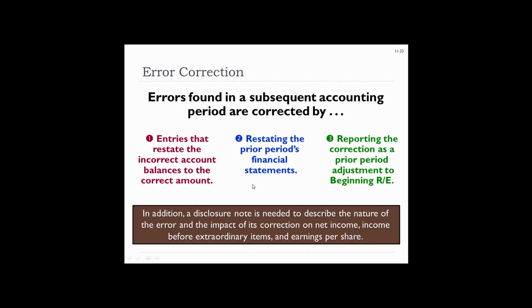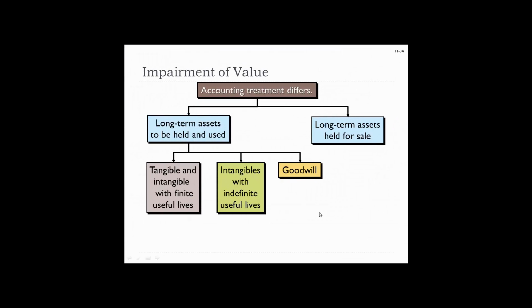Error correction. If errors are found in subsequent accounting periods, they are corrected by entries that restate the incorrect account balance, restating the prior period's financial statements, or reporting the correction as a prior period adjustment to beginning retained earnings. In addition, a disclosure note is needed to describe the nature of the error and the impact of its correction on net income, income before extraordinary items, and earnings per share. So this isn't a change in estimate, it's an error. That's why we have to go back and restate or adjust prior beginning balances.